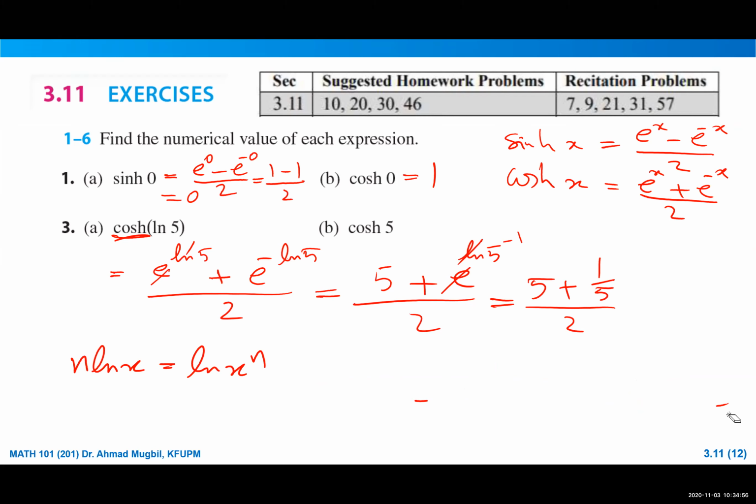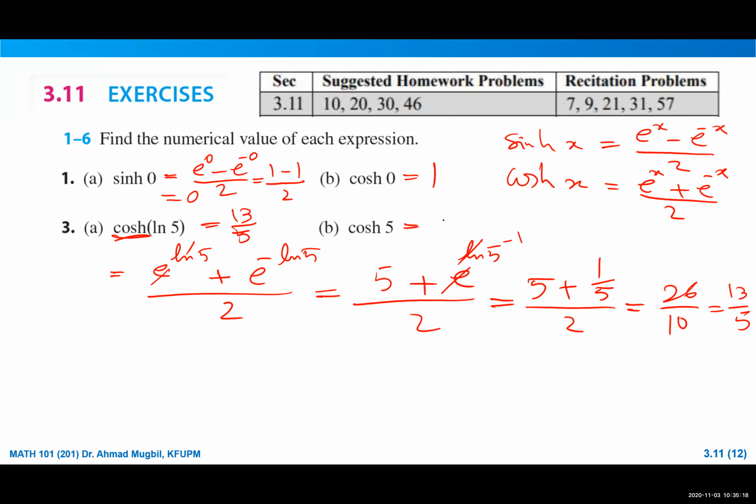Now, we are done. It will be equal to 25 plus 1, 26. 26 over 5 times 2, it will be 10. Simplify, it will be 13 over 5. So this equals 13 over 5. Thank you, Anwar.